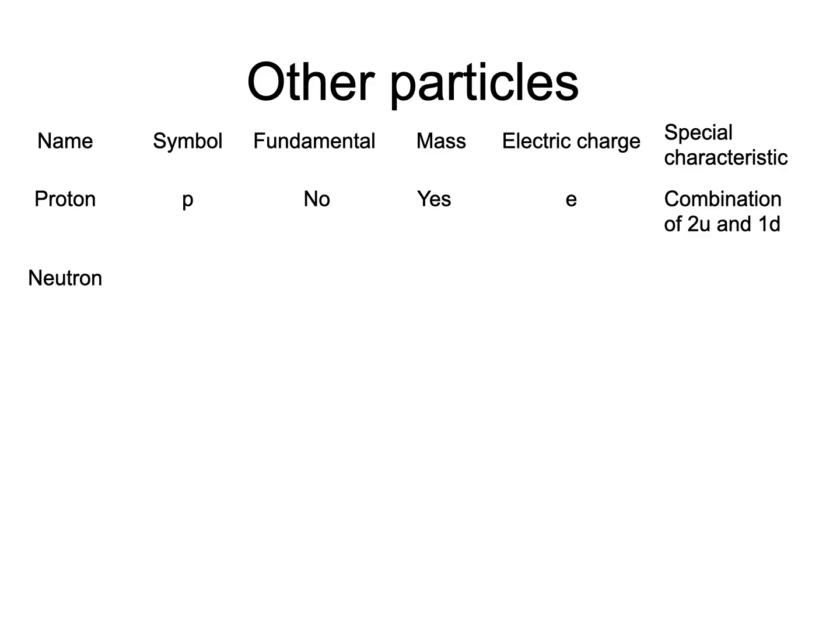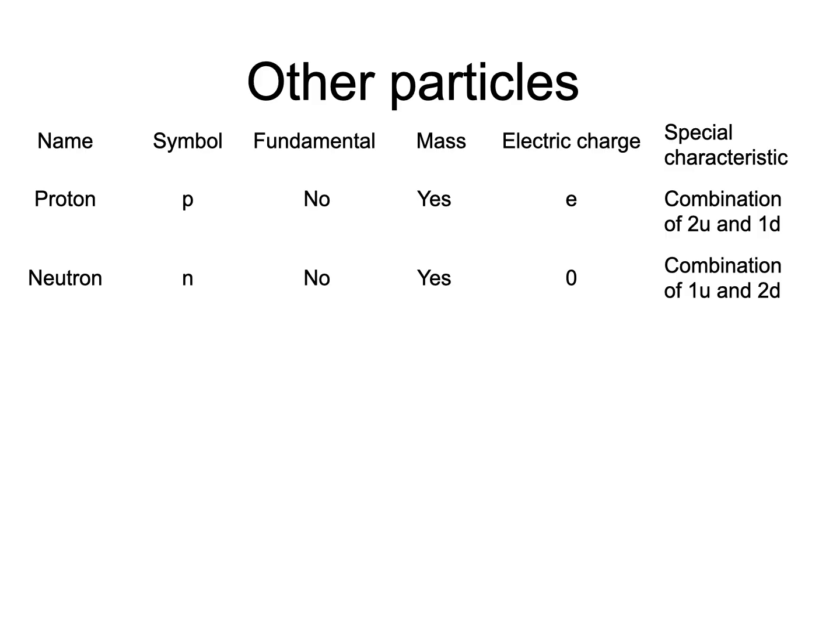A neutron is also a combination of quarks. Its symbol is a small n. It is not a fundamental particle, and it has a mass. Since it is a combination of 1 up quark with a charge of plus 2/3 e and 2 down quarks, each with a charge of minus 1/3 e, the total charge for the neutron is 0.